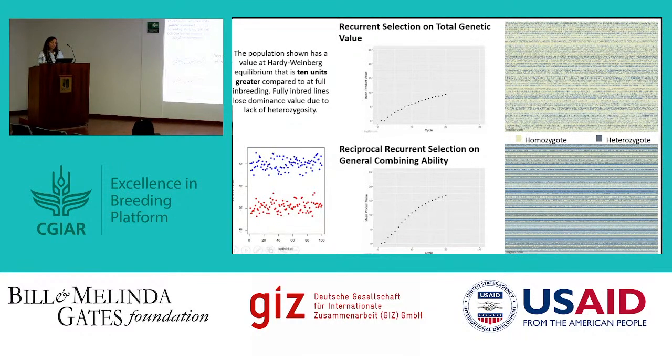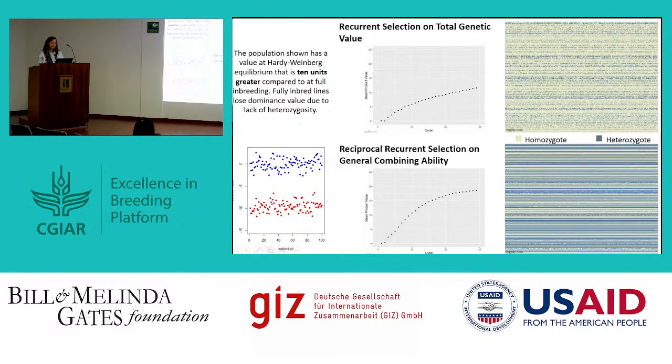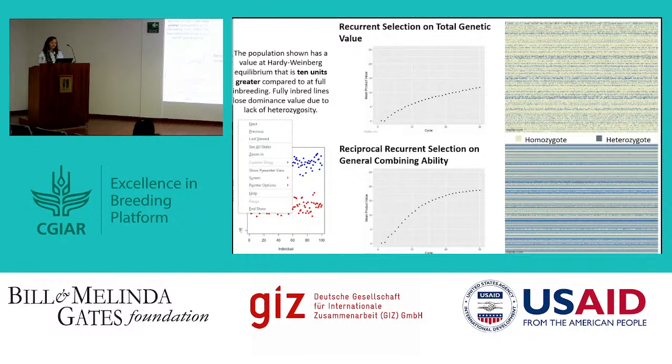Both of these populations are increasing in mean value. They're both going up, but the reciprocal recurrent selection one is kind of winning. Now, looking at the genetics underlying this, we can see why. It's because by selecting on general combining ability in the two different pools, we've drawn apart allele frequencies, which you might remember from the equation for that.